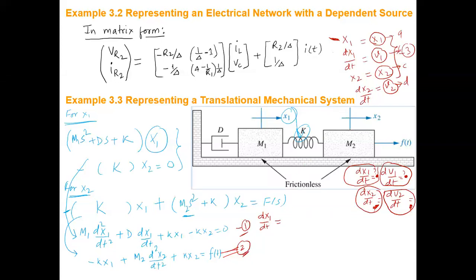Now, can I simply write this guy as v1? Because dx1 by dt equals v1, right? See that? So we got this done. Let me call this 4. How about dv1 by dt? How do you figure that out? dv1 over dt, what is on the right-hand side?